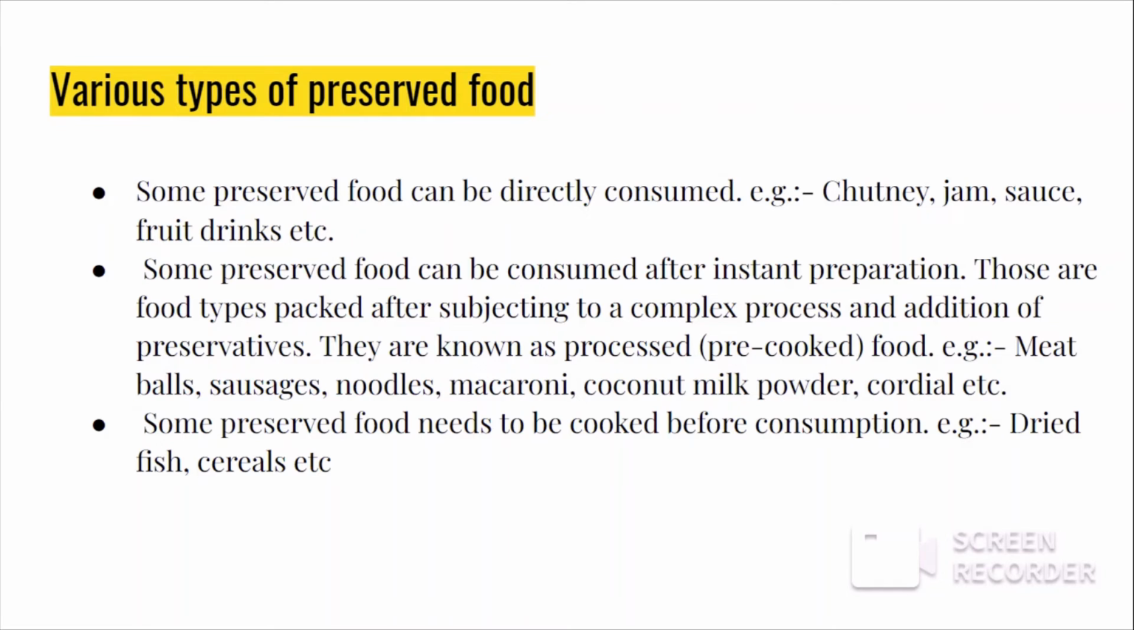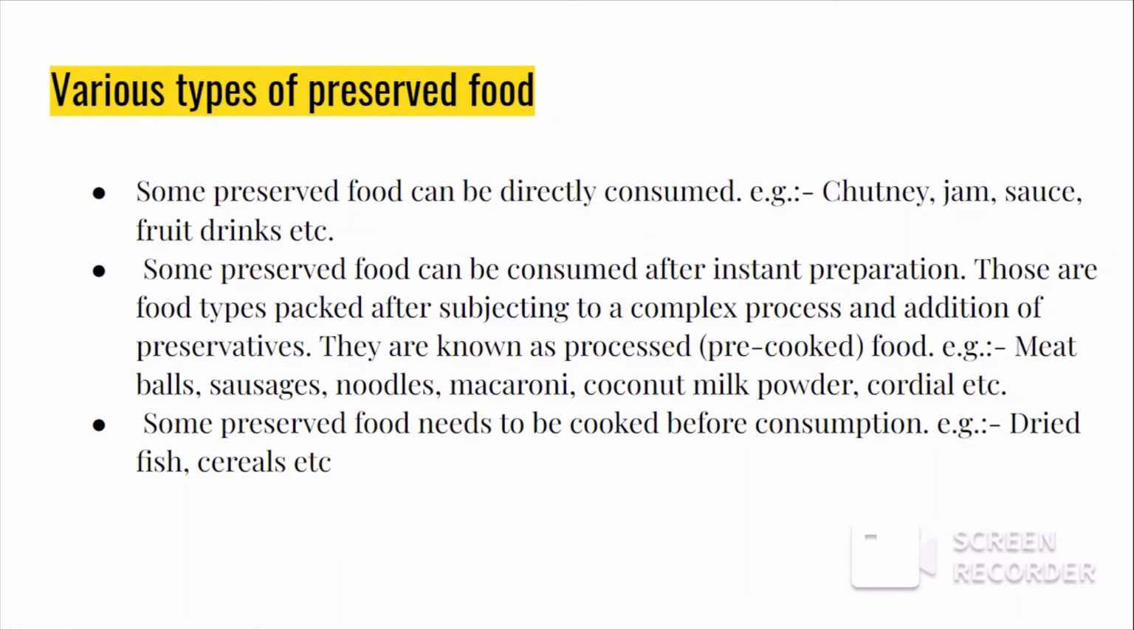Some preserved food can be directly consumed, like chutney, jam, sauce, food drinks, etc. Some preserved foods can be consumed after instant preparation, so those food types are packed after subjecting to a complex process and addition of preservatives. They are known as processed or pre-cooked. They are cooked before, like meatballs, sausages, noodles, macaroni, coconut oil, coconut milk powder, cordial, etc.